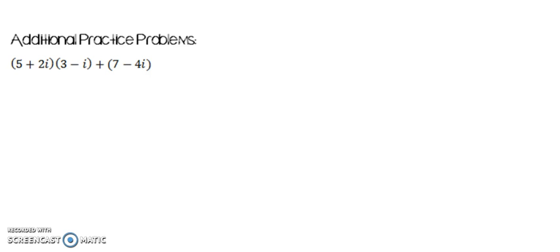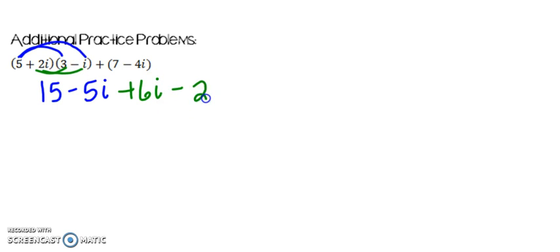So like on this one, the first thing I'm going to do is just do distribution. So I'm going to have to FOIL these two. So when I multiply this, I get 15 minus 5i. For the 2i, I get 6i, and then negative 2i squared. So I'm going to go ahead and change that to plus 2 instead of minus 2i squared. And then I still have this plus 7 minus 4i. So I basically have a lot of combining like terms to do.